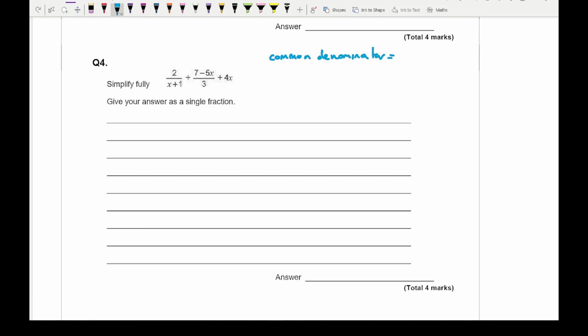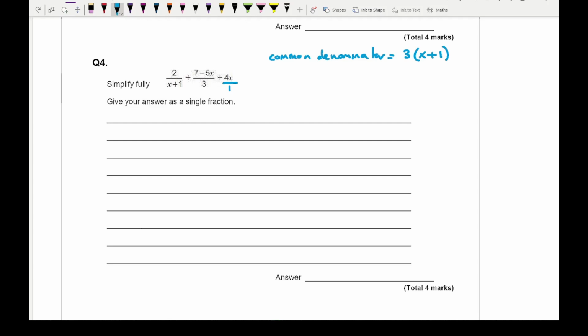So here my common denominator is going to be 3 times x plus 1. And again, if I convert this 4x into a fraction, it then becomes 4x over 1. So multiplying x plus 1 times 3 times 1 gives me 3 lots of x plus 1. Now again, if you want to rewrite that as 3x plus 3, that's entirely up to you, but I'm going to leave this as a factorized version. But again, if you want to expand it, that's fine.